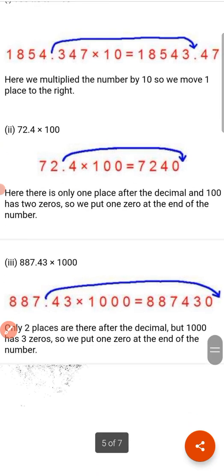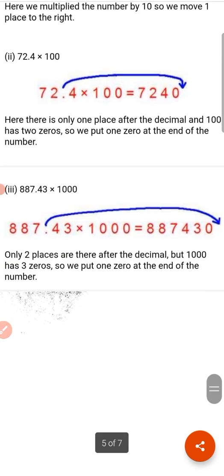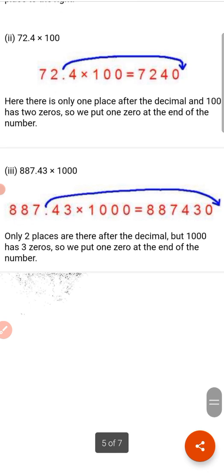Now our next question is 72.4 into 100. 72.4 into 100.